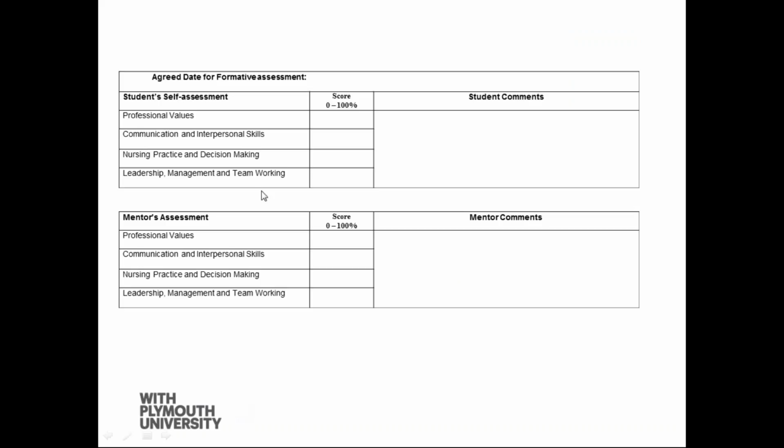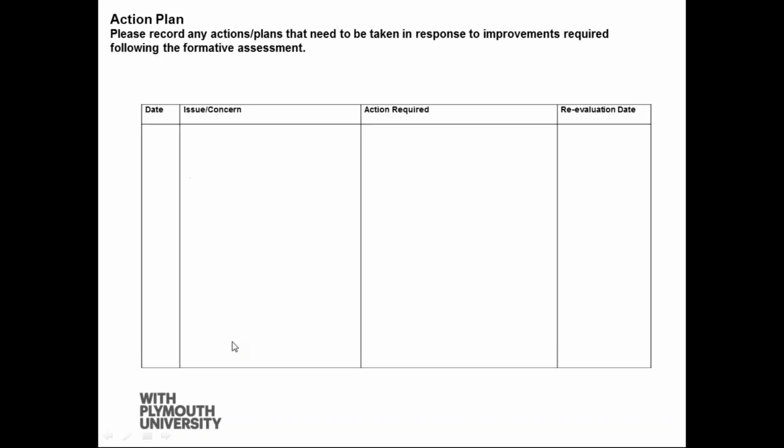As always, we have a development plan: how you're going to achieve the domain. Is there anything additional about the placement that could be set as objectives depending on the area that you're going to be going to, and how you're going to achieve those. Fairly straightforward. Your formative assessment, we're asking you to self-evaluate on a score of 0 to 100 using the guidance, and then the mentor's assessment. And from that you can develop an action plan, areas that can be improved.